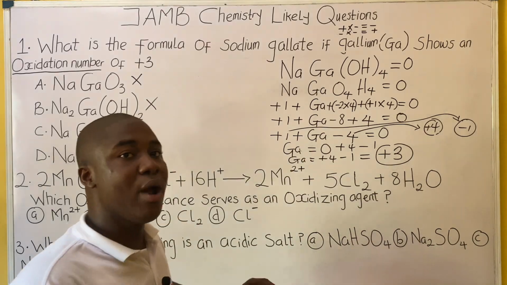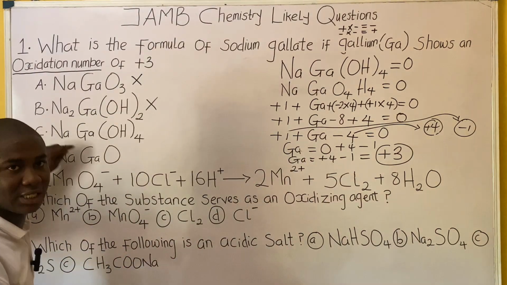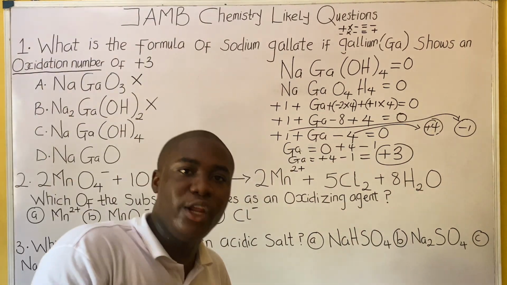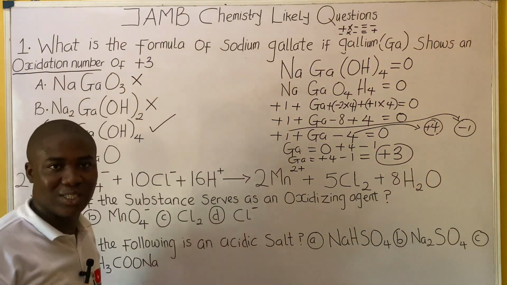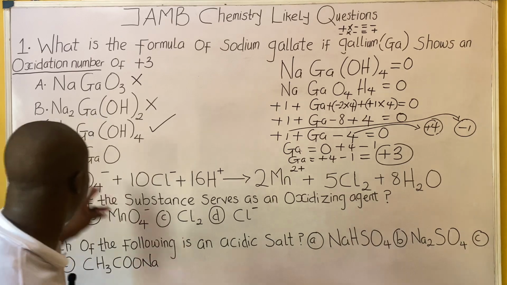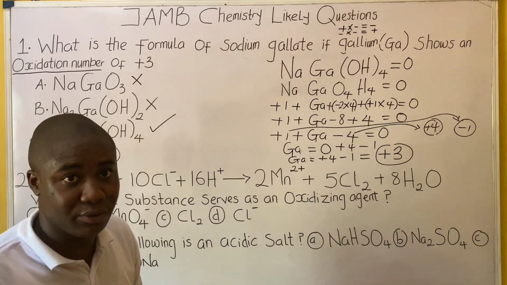So you can see that when we solve for the oxidation number of option C, we had the oxidation number of gallium to be plus 3. So option C is the answer to this question. It is very simple. If you solve for option D, you won't get plus 3, you get something else.